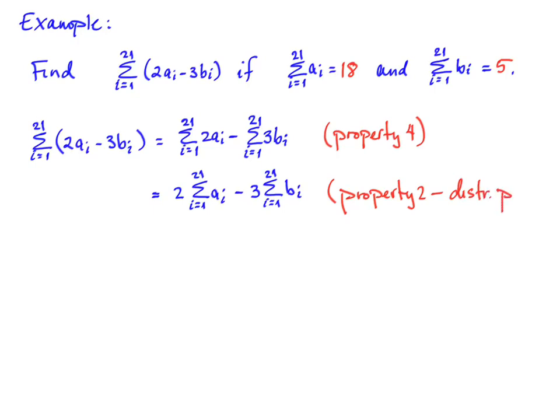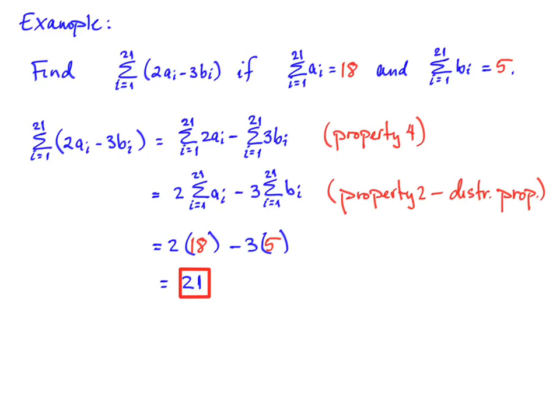And so now I'm ready to plug in the numbers that I was given. The first one will be 2 times 18. The second one is 3 times 5. And if I did it correctly, I got 21.